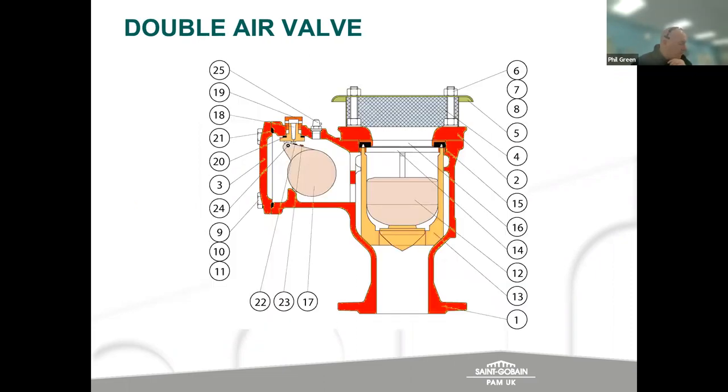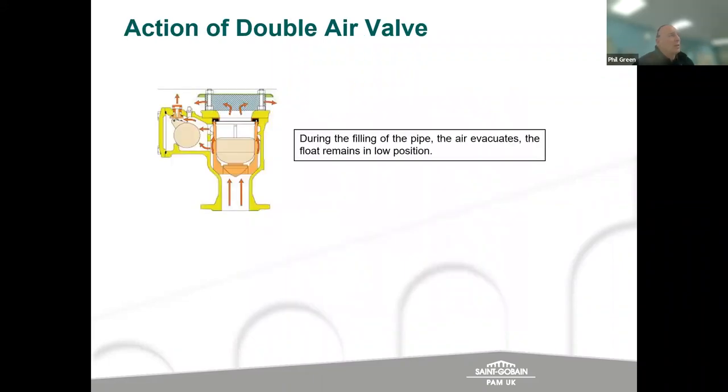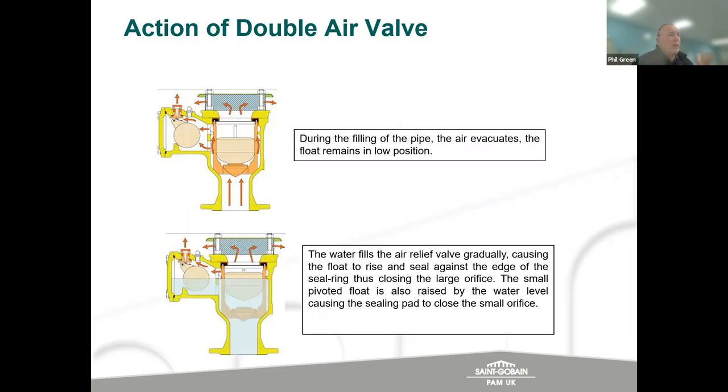Basically all three of these functions are performed by double air valves. This is an illustration of a double air valve. You've got a large chamber in the middle, and a small orifice on the left-hand side. During the filling of the pipe, the air evacuates out the top of the valve, but the float on the left remains in a low position. As the air evacuates, water fills the line, and the air relief valve gradually closes on a small bore valve, causing the float to rise and seal against the edge of the sealing ring, thus closing the large orifice. Then the small pivot float also rises with the water level to close the small orifice at the side.